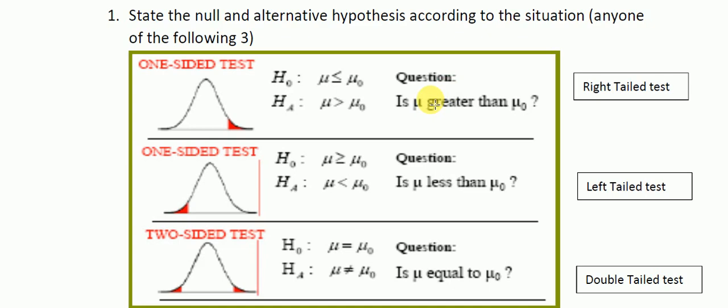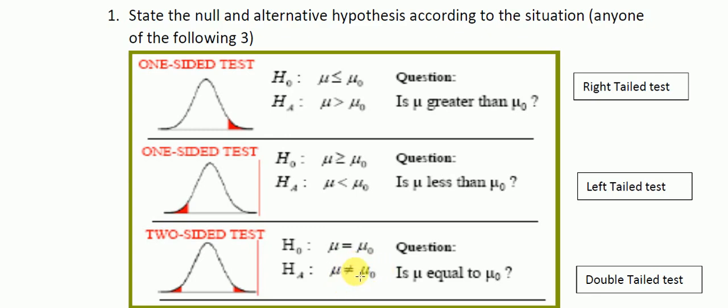So it all depends on the question that we are being asked. If the question wants us to see only one tail, like is mu greater than mu naught, if this is the question, then this becomes our alternate hypothesis. So is mu greater than mu naught, this is our alternate hypothesis. If the question states is mu less than mu naught, this becomes our alternate hypothesis, is mu less than mu naught. And if the question asks is mu equal to mu naught, then in this case especially we'll have to make an alternative hypothesis which states that mu is not equal to mu naught.